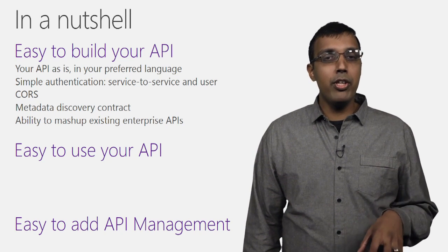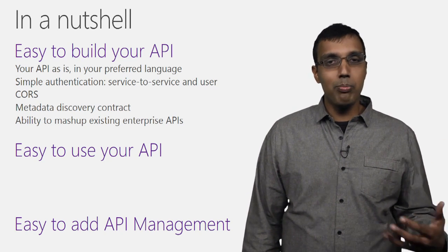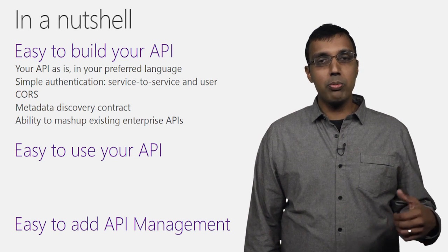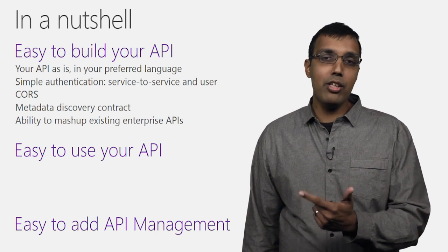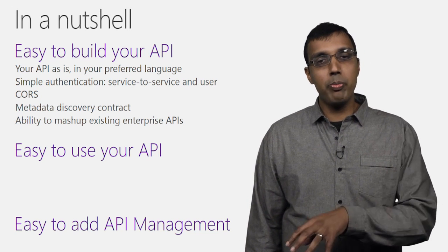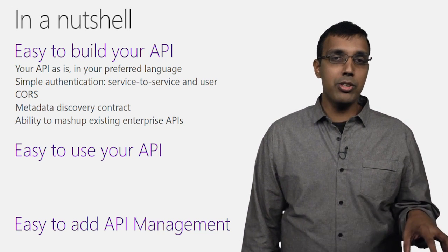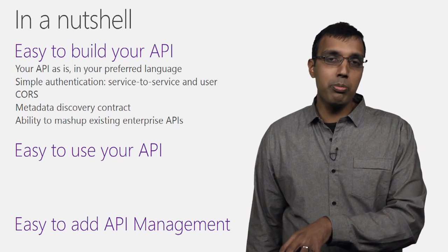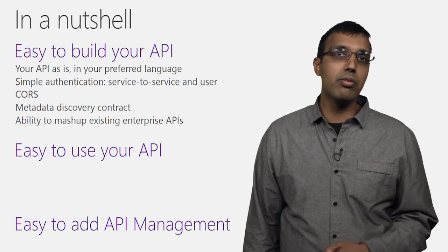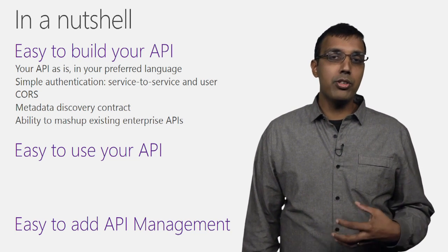The first turnkey feature we then add on top of your APIs is simple authentication, and that spans both service to service and user authentication. And it also spans a number of identity providers, including Azure Active Directory, as well as social providers like Facebook and Google. The next turnkey feature is CORS.